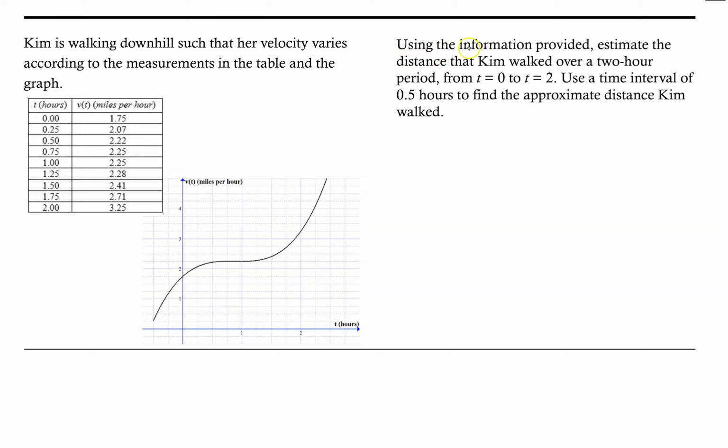And what we want to do is use the information provided to estimate the distance that Kim walked over a 2-hour period from t equals 0 to t equals 2. We're going to use a time interval of 0.5 hours to find the approximate distance that Kim walked.